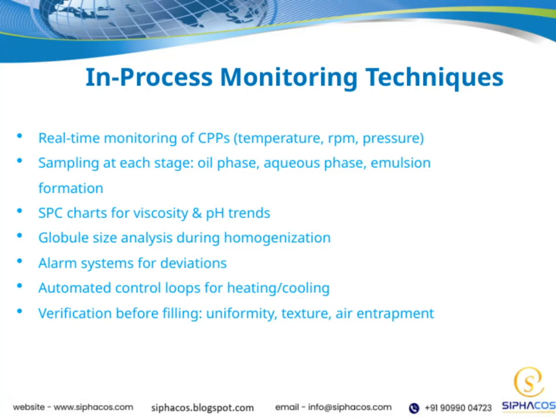Let's start by talking about the importance of real-time monitoring of critical process parameters, or CPPs. We're looking at temperature, RPM, and pressure, which need to be continuously tracked to ensure the process stays within optimal ranges. This helps us catch any deviations early and maintain product quality.